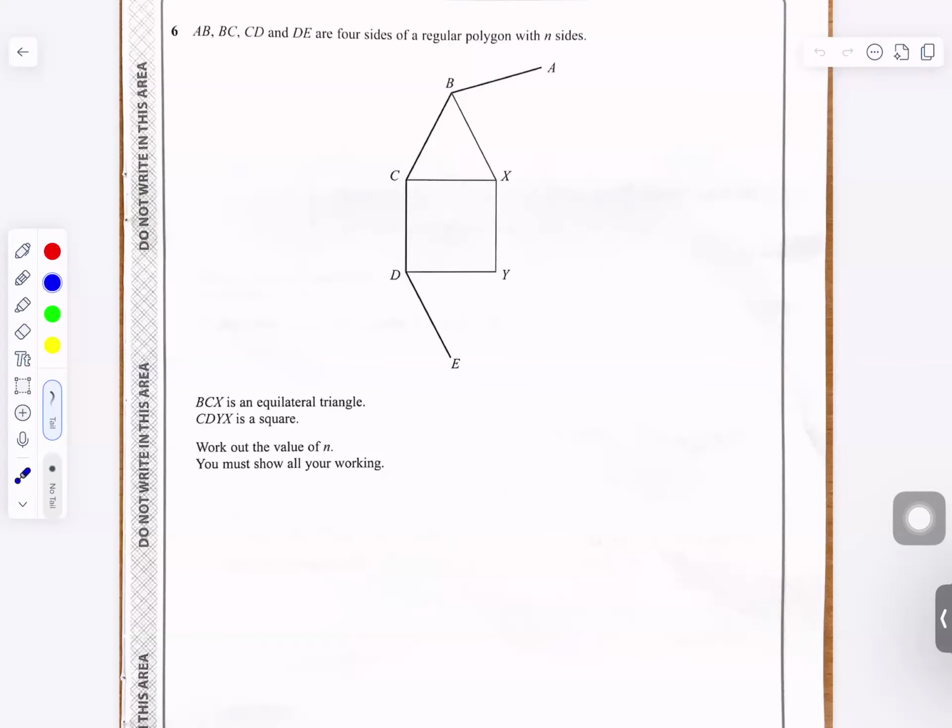Question number 6. AB, BC, CD, and DE are 4 sides of a regular polygon with n sides. BCX is an equilateral triangle. CDYX is a square. So we've got the square there and the triangle. Work out the value of n. You must show all your working.